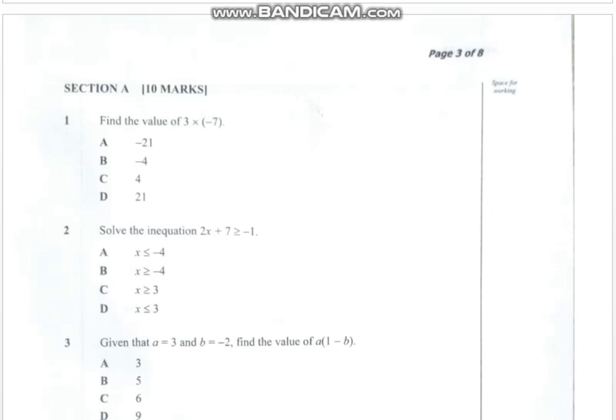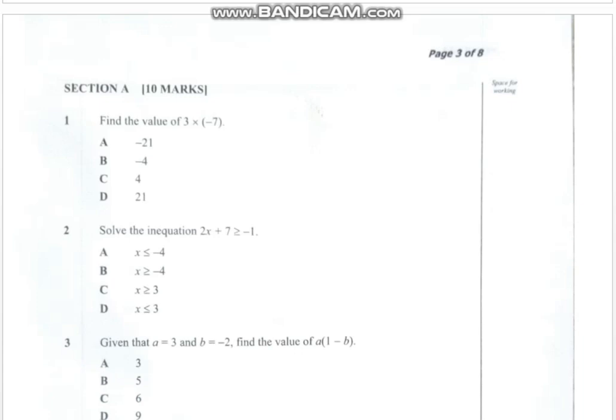In this video I'm going to work out section A from a 2020 grade 9 math paper 1. So this is an external paper, and in this section there are 10 questions, each question carrying 1 mark. So let's start with question 1, which reads, find the value of 3 times -7.